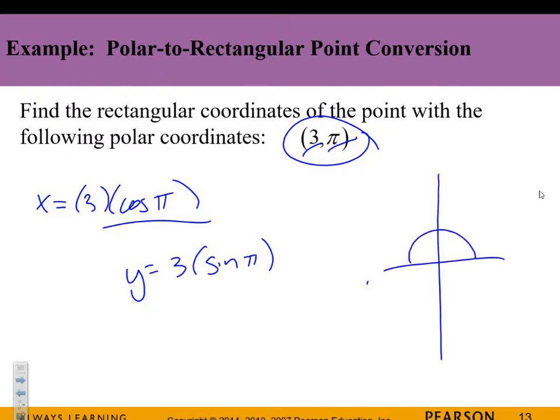Here is my angle, correct? And if I think about cosine itself, I know that here, the cosine is -1, and the sine is 0, correct? So if I take 3 times the cosine value, there's my -3 again. And if I take 3 times my sine value, well, what's 3 times 0? There's my coordinate in rectangular. Okay?